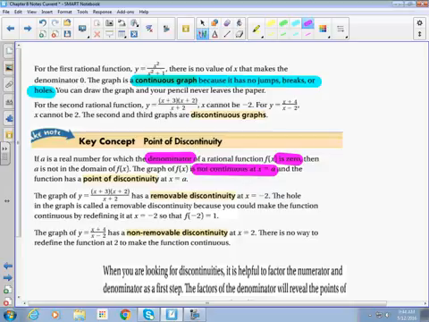The graph of y equals x plus 3 times x plus 2 over x plus 2 has a removable discontinuity at x equals negative 2. The hole in the graph is called a removable discontinuity because you can make the function continuous by redefining it at x equals negative 2, so that f of negative 2 is equal to 1. So you can be a sneaky ninja and add a different piece to your function to make it a piecewise function and remove the discontinuity.